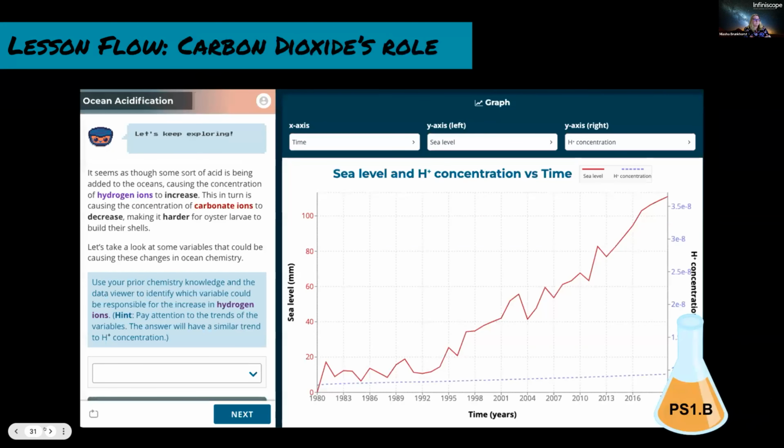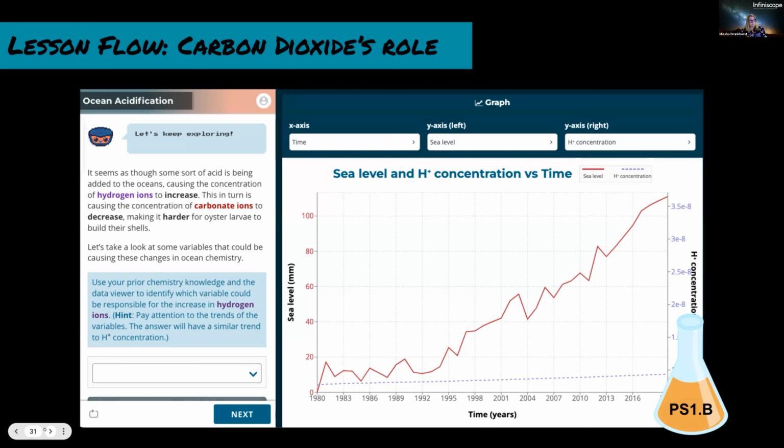Then we start to dive a little bit deeper. At this point, we've determined that oysters are struggling because of an increase in hydrogen ions and a decrease in carbonate, but we don't know why. What's caused this increase? So we use the graph, a simulation, to investigate the link between increased hydrogen ions and other variables. Ultimately, we note a very similar trend between hydrogen ion concentration and atmospheric CO2. The students click through and look at different variables using the right y-axis, or the left one, and they compare these variables and see that the one that matches is atmospheric CO2.